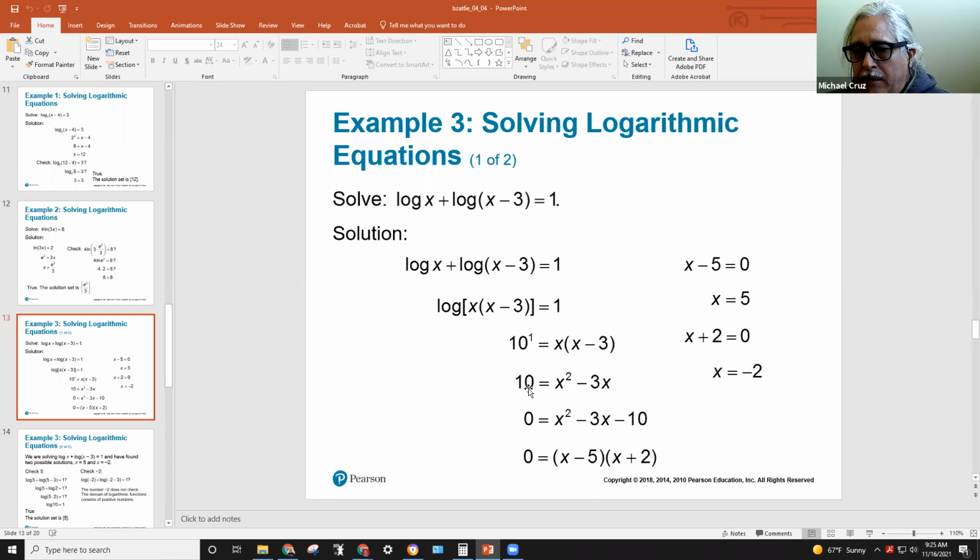Distribute that and then subtract 10. And we've got a factorable equation, a quadratic equation. So that means x minus 5 is equal to 0 means x is equal to 5. x plus 2 is equal to 0, x is equal to negative 2.